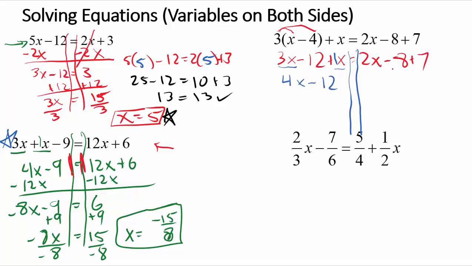Over here, I also have like terms, you can see. I've got a negative 8 and a 7. That'll give me a minus 1. So I'll bring down the 2x, nothing to combine here. We'll get 2x minus 1.